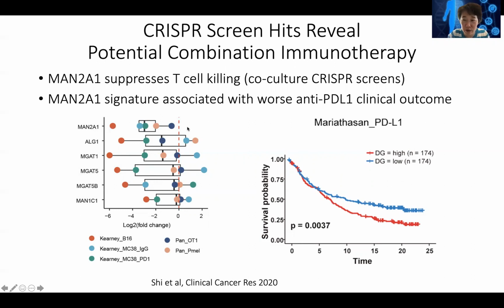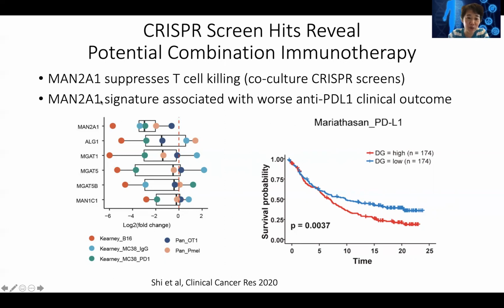In many, many CRISPR screens, we see that if we knock out the MAN2A1 gene, the T cells can kill the cancer cell more efficiently. We see this negative selection. We're like, oh, what happened there? And so we were able to validate that if we knock out the MAN2A1 gene, the T cells can kill the cancer cells more efficiently.